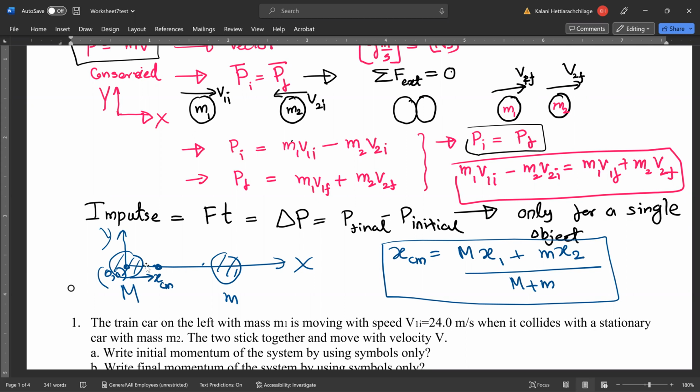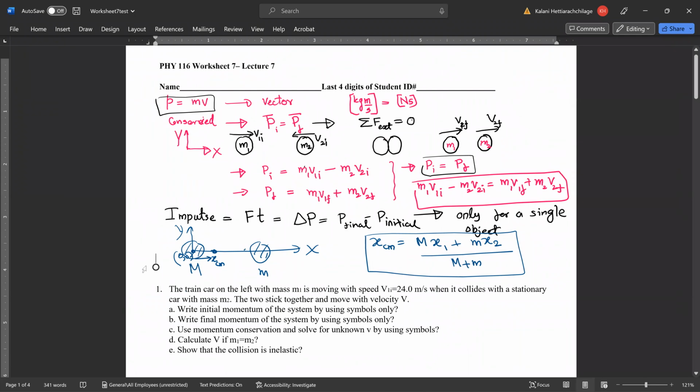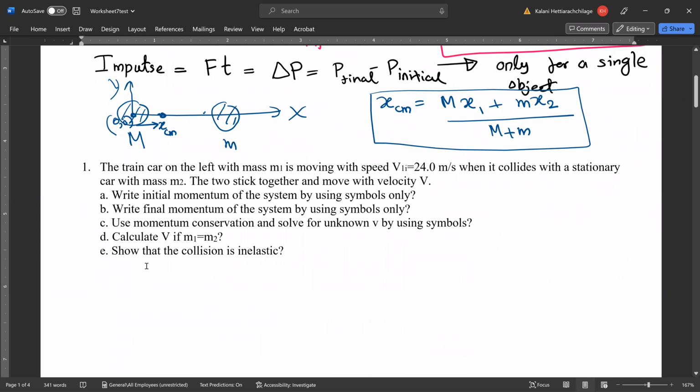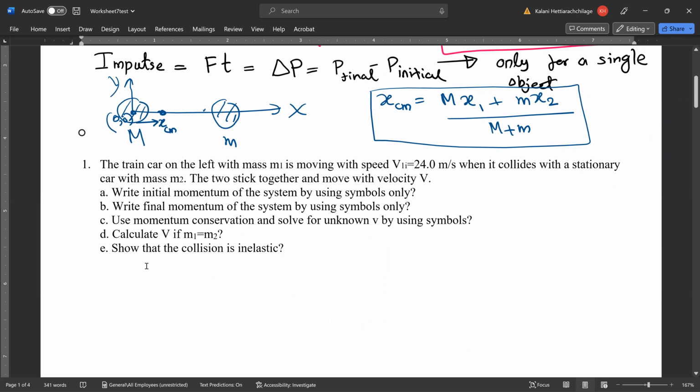Yeah, I know that I took a lot of time here, but we're going to work on the problems to get an understanding of how we're going to apply those things to the problems.